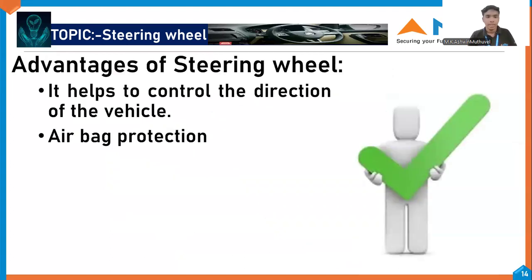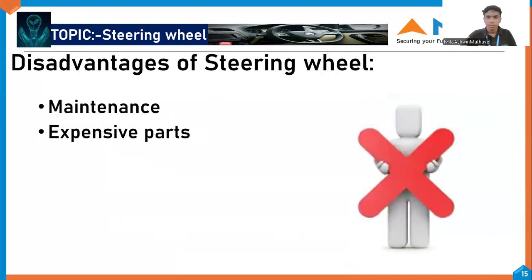The advantages of the steering wheel. It helps to control the direction of the vehicle, and it has an airbag which can protect our lives from hazardous situations. Disadvantages. The maintenance of the steering wheel is high because in power steering we use hydraulics. We should be very conscious of any leakages in the hydraulics. So the maintenance is high and the parts of the steering systems are expensive.